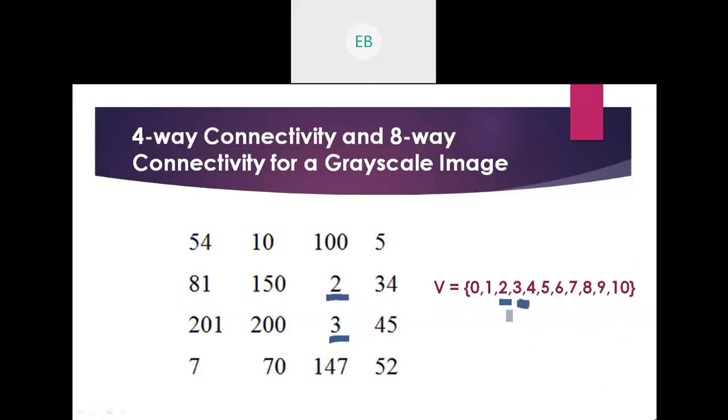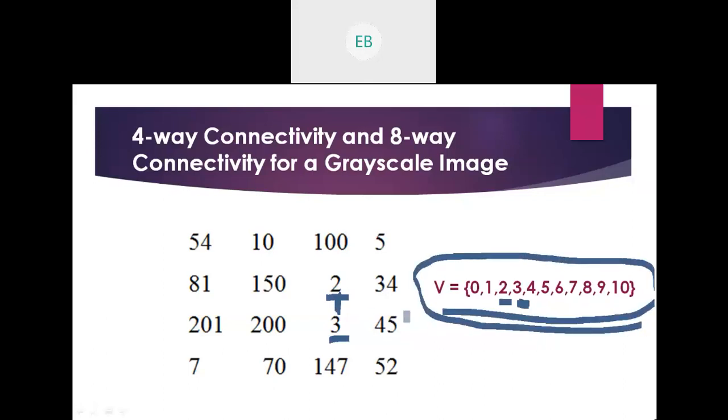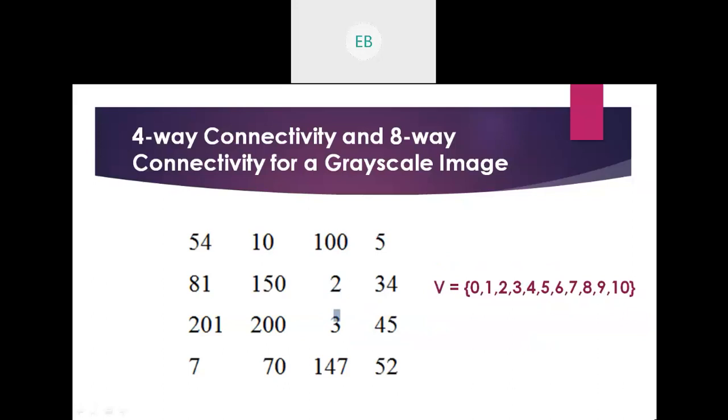So I can say that these two pixels are four-way connected, according to this range. Again, suppose I take this pixel as the reference. These two are neighbors, fine, but 34 is not included in this set. 2 is there, but 34 is not in this set. So according to this range, these two are not four-way connected.